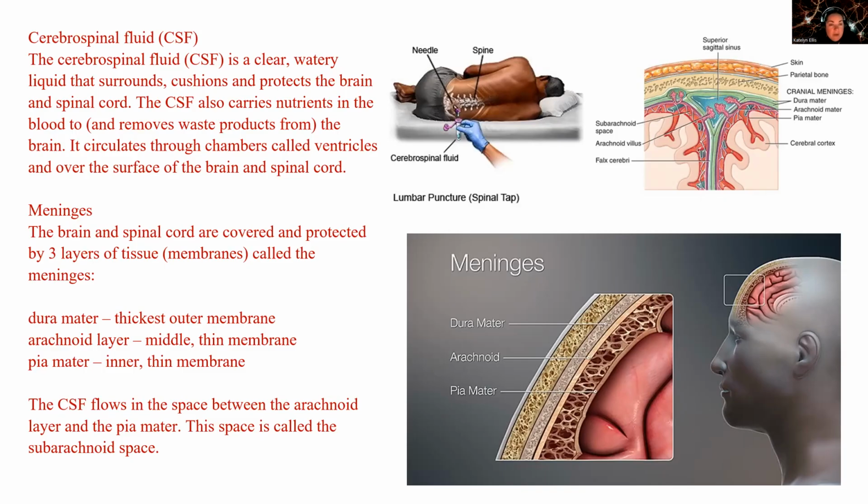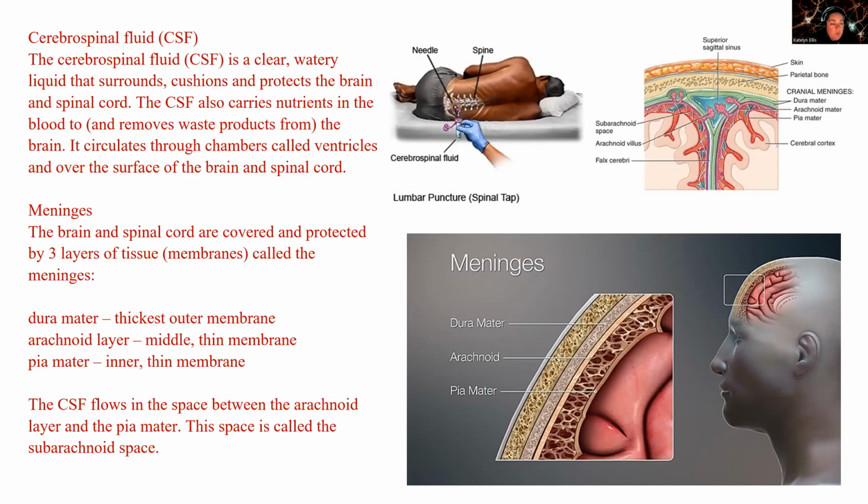The CSF also carries nutrients in the blood to, and removes waste products from, remember using microglia, the brain. It circulates through chambers called ventricles, which are chambers in the brain, and over the surface of the brain and the spinal cord. It's constantly washing and bathing the brain. There are also meninges. The brain and spinal cord are covered and protected by 3 layers of tissue called membranes that are labeled the meninges.